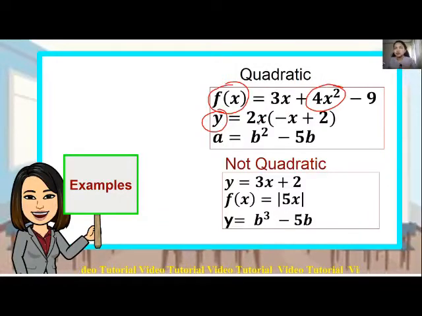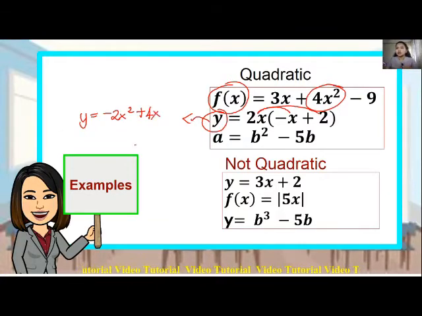But we can still simplify 2x and the binomial, which is negative x plus 2. Simplifying the second example, this will lead us to y equals 2x distributed to negative x. It will become negative 2x squared. And then 2x will also be distributed to 2. So that is plus 4x. As you can see, we now have our quadratic term after simplifying. Therefore, this is also a quadratic function.